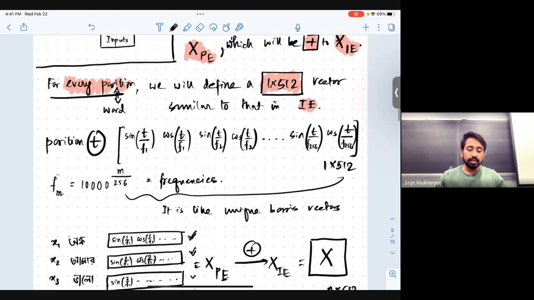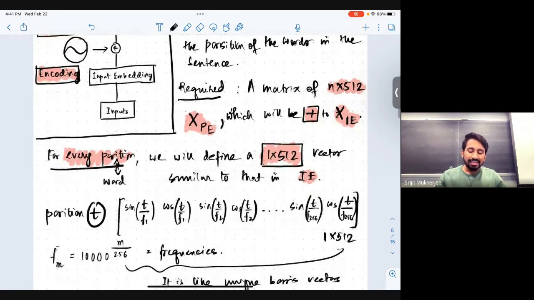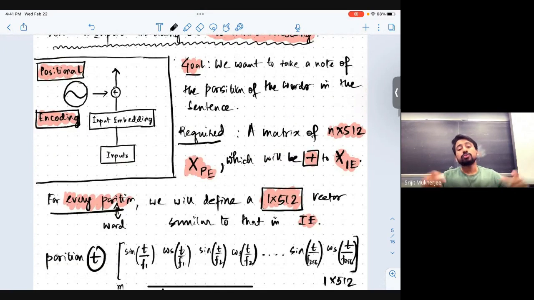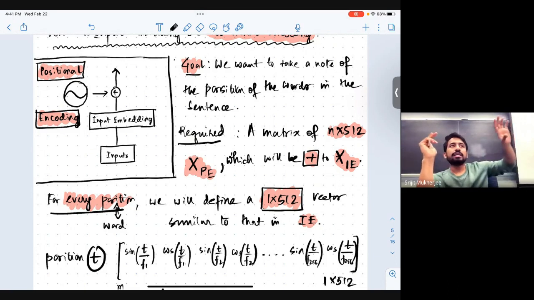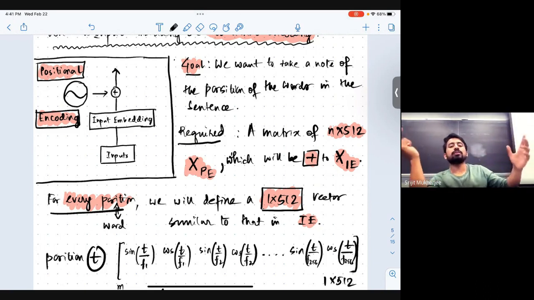But understand one thing, why it's important. Your question must come, why it's important. As I have told you, it's uniquely defined. So understand why we define it like this: because we want to add an n cross 512 matrix only. We want to make the computation very simple, so we want to do the addition to the input embedding. So to add an n cross 512 matrix to the input encoding, you have to define only a 512 length vector. We cannot define it as 1 2 3 4. We have to define it as a 512 length vector.